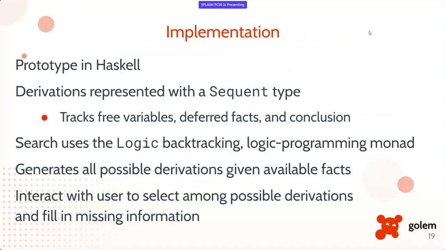And then free variables connect those, right? So the conclusion has some free variables like the set of attributes we need to define, and one of the deferred facts is the thing that's going to generate that free variable. So using this data structure, we build on a Haskell library called the logic library, which implements backtracking logic programming in a monad. And we're going to use backtracking search to generate all possible derivations, given the available facts we have.